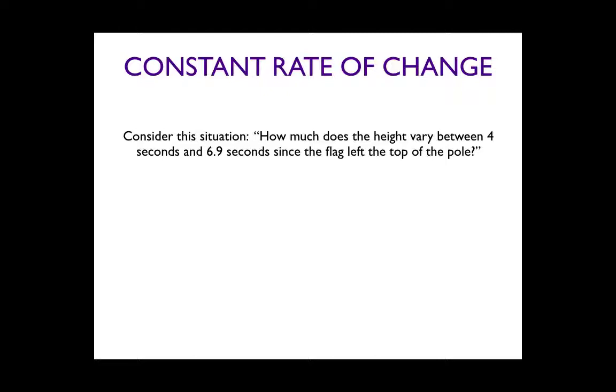So suppose I'm looking at this question. How much does the height vary between 4 seconds and 6.9 seconds since the flag left the top of the pole? So thinking about this, dx, dy, and m, well, m we know a value for. Think about how you could compute the value of dy and dx relative to this situation. Notice that I don't know the height of the flagpole or how high the flag was at the beginning, so I don't know any overall y value.